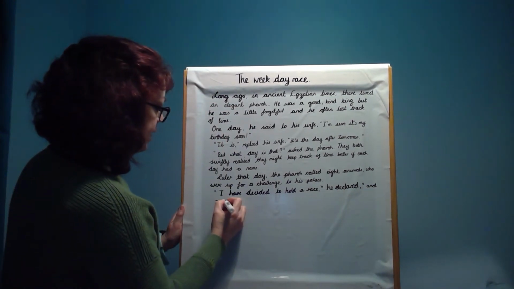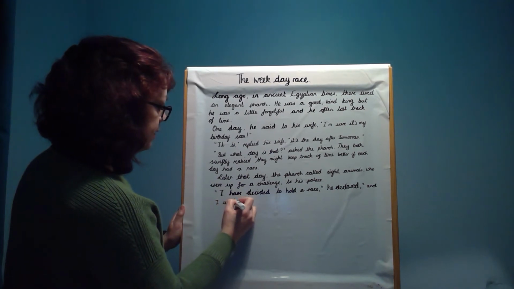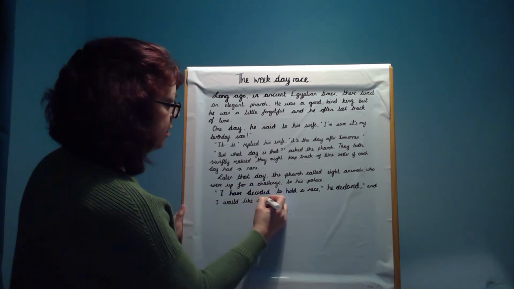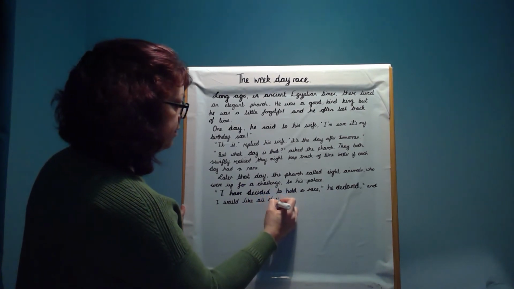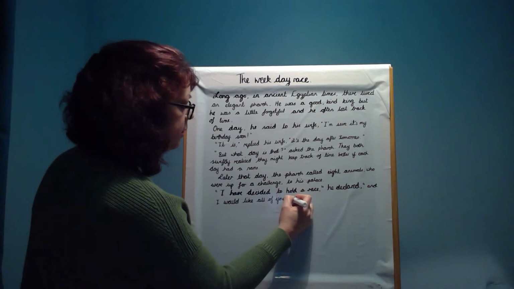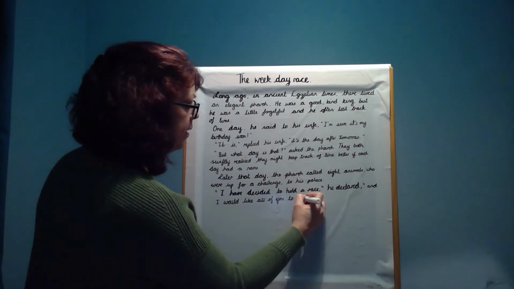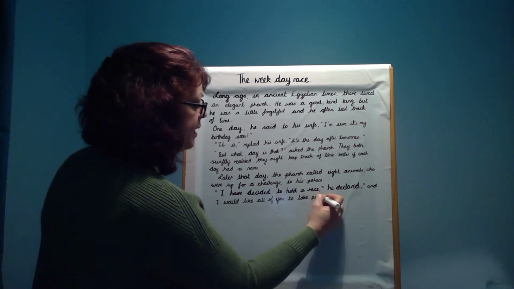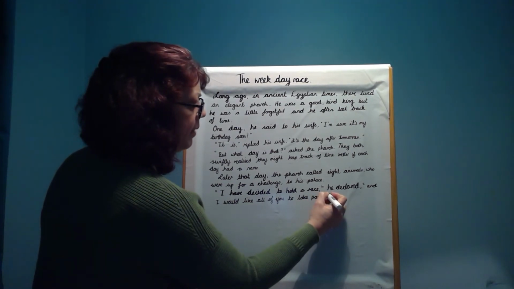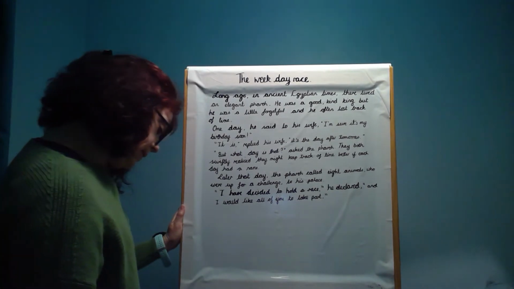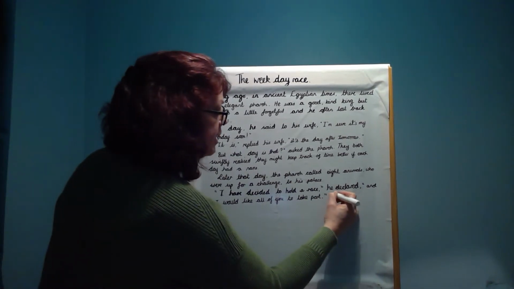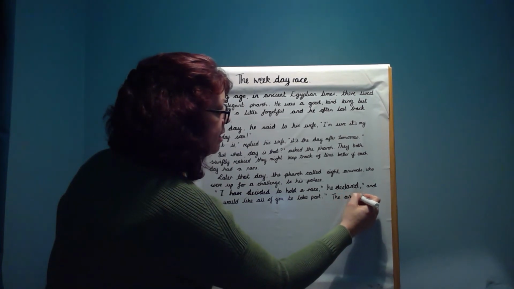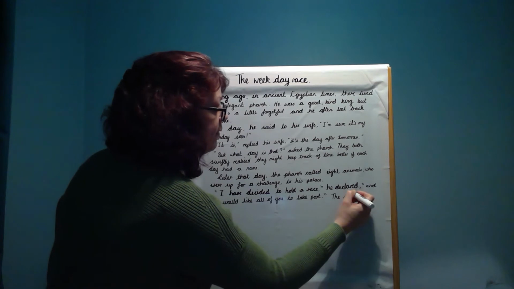I would like all of you to take part. And that's the end of my sentence. So I'm going to put a full stop and then my closing speech marks. And then I'm going to continue the animals. I haven't started a new speaker there, so I don't need to start a new line. I can continue after his speech.